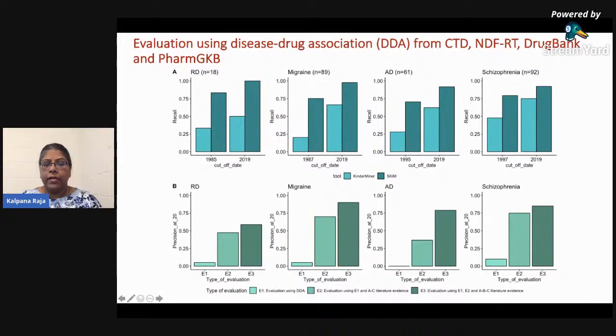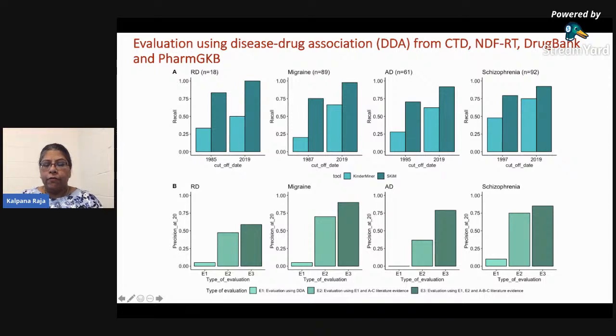The first cutoff date is 1 year prior to the discovery by Swanson and colleagues. So in the case of Raynaud's disease, this is 1985. The second cutoff date is 2019. As you see here in figure A, SKiM achieved better recall than KinderMiner on all the 4 diseases in both the cutoff dates. Here RD stands for Raynaud's disease and AD stands for Alzheimer's disease. The 4 diseases we considered in our study are from Swanson's discoveries: Raynaud's disease, migraine, Alzheimer's disease, and schizophrenia.